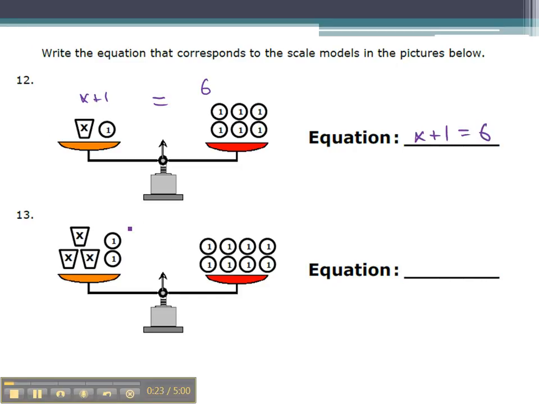The scale in problem 13, we have 3 x's, so 3x, and 2 chips, plus 2, equals 8 chips on the right, so 3x plus 2 equals 8. We don't need to solve them, we just need to write the equation to represent the model according to the directions.